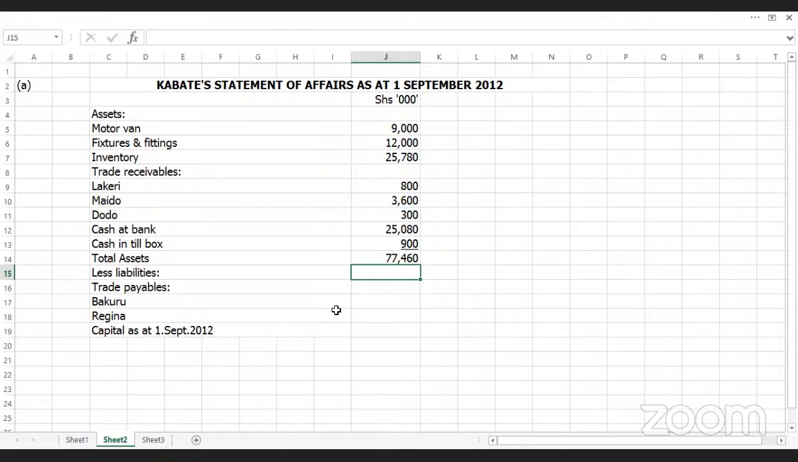Then we move to the trade payables. We have placed the assets, and under the liabilities, according to the information, we only have the trade payables. But of course, we need to know who the trade payables are. They are the suppliers who are demanding money from the business. Good. Any other contribution? Who are the trade payables?